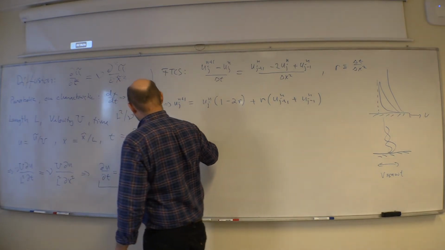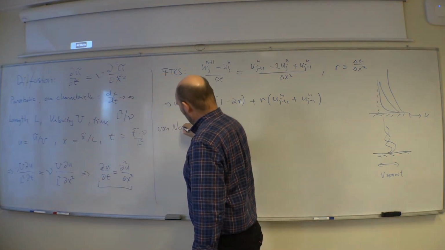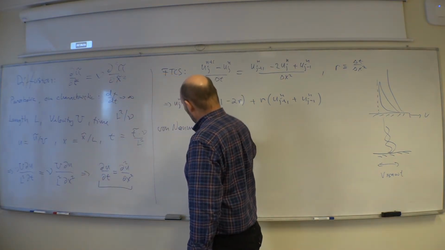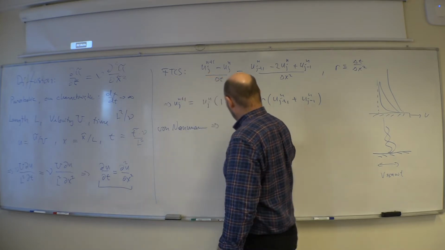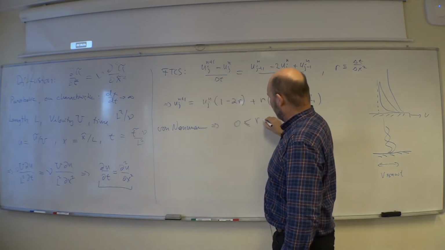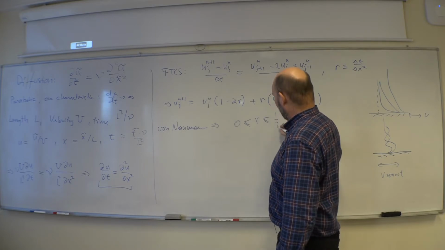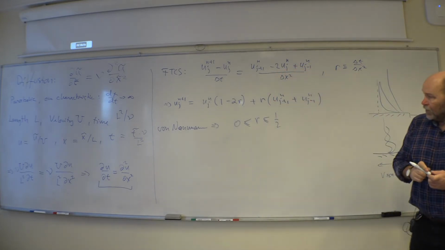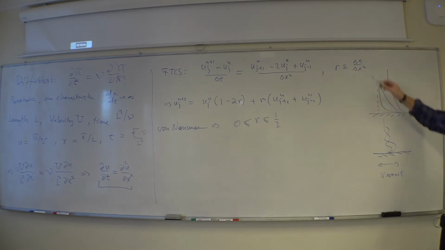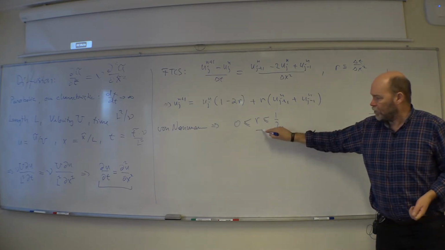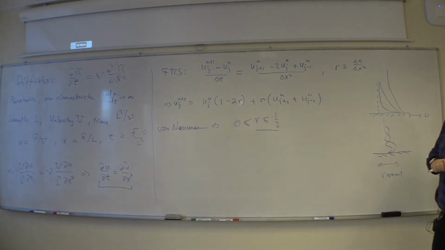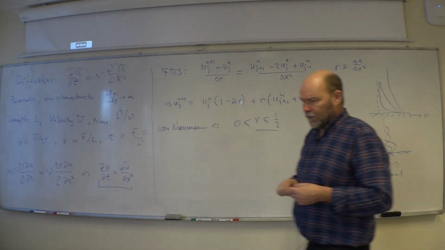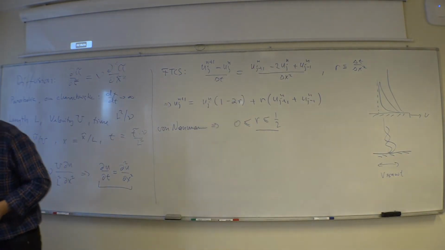Von Neumann. Implied 0, bigger or equal R, bigger or equal 1/2. Bigger than 0, of course, not a problem. You have positive, positive, so no problems there. So it's this part that is interesting for us, and keeping R smaller than 1/2.